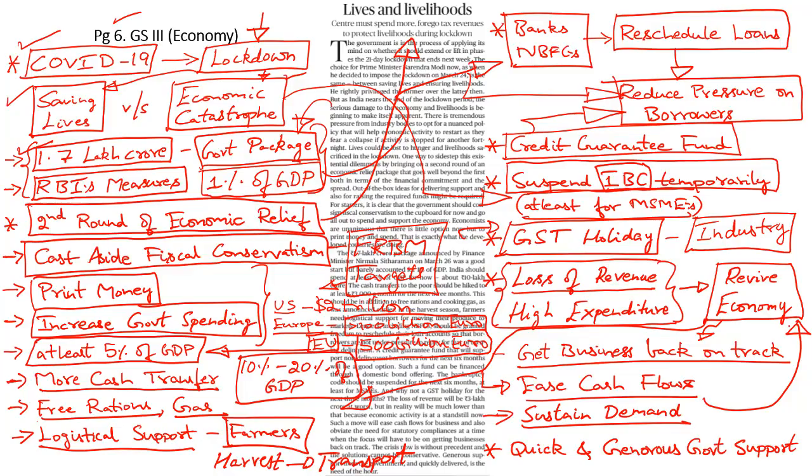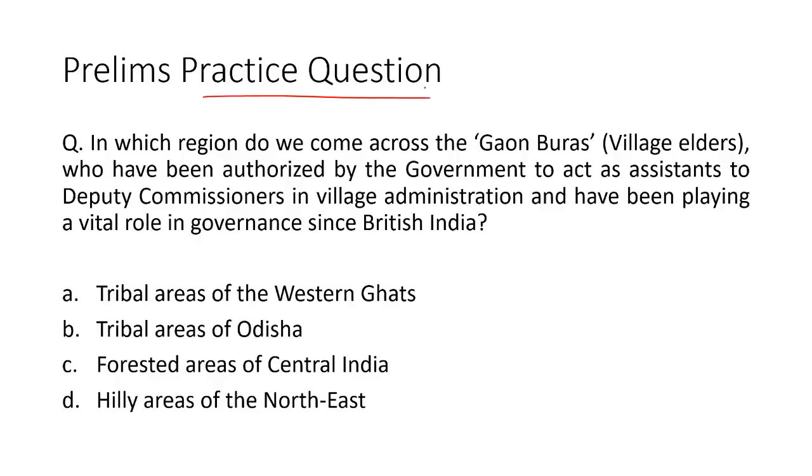As it is being said, this is an unprecedented crisis in the history of mankind, and it definitely deserves an unprecedented solution. So if we have to overcome this economic catastrophe, then we need quick and generous support from the government. Now let's take up the practice questions.